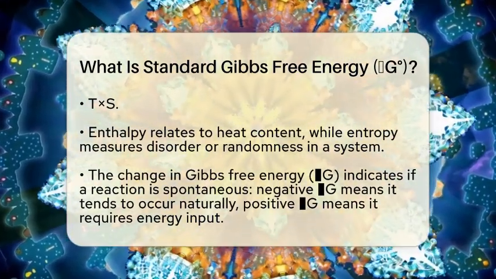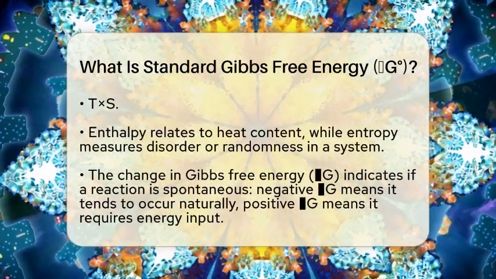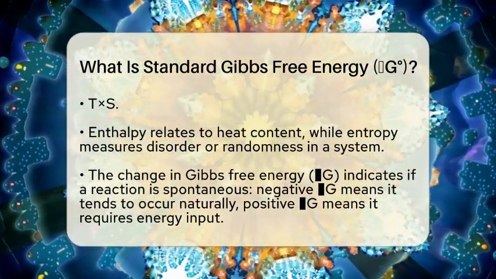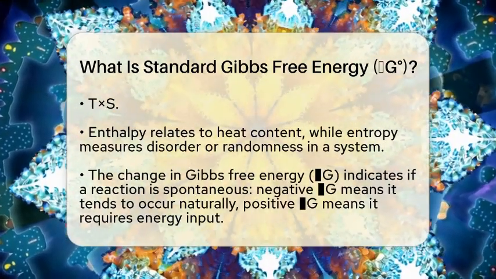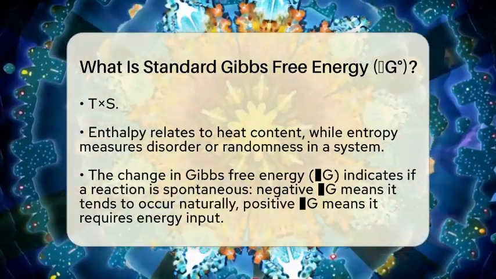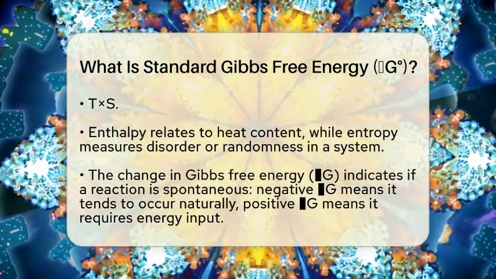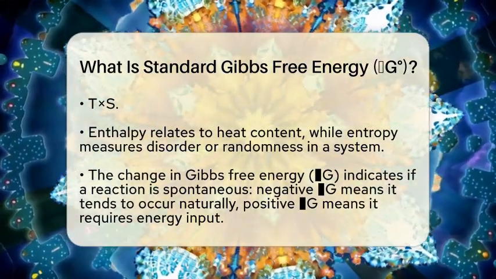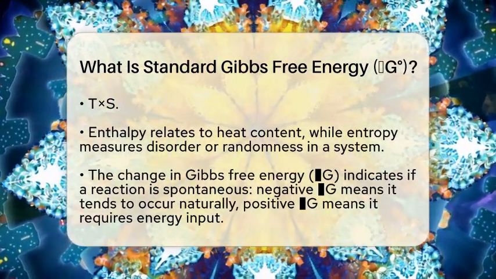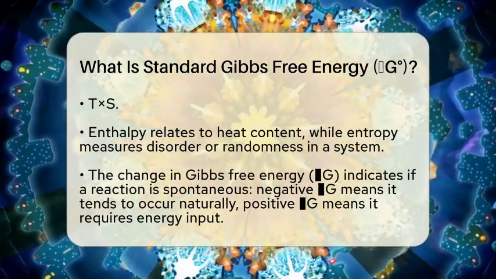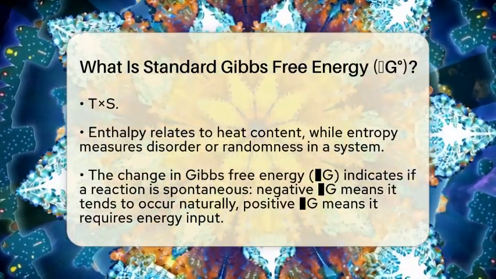When a reaction happens, the change in Gibbs free energy, called delta G, tells us if it can happen spontaneously. If delta G is negative, the process tends to occur naturally. If it's positive, it usually won't happen without added energy. When delta G is 0, the system is at a state called equilibrium, meaning no net change is happening.